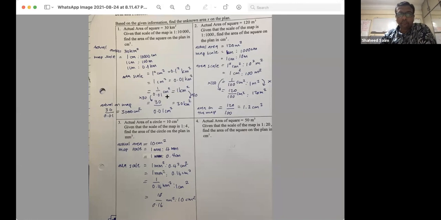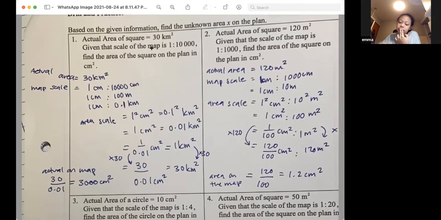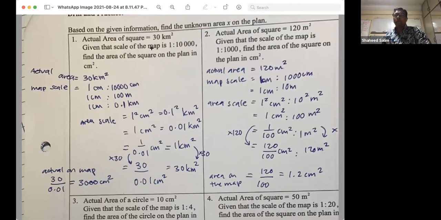So I want you to know that your teacher and I are teaching the same thing. Okay, you must realize that. Now your teacher has given you the actual area, 30 square km. We don't look at that yet. Let us look now at this. Sorry, this is 1 to 10,000, right?